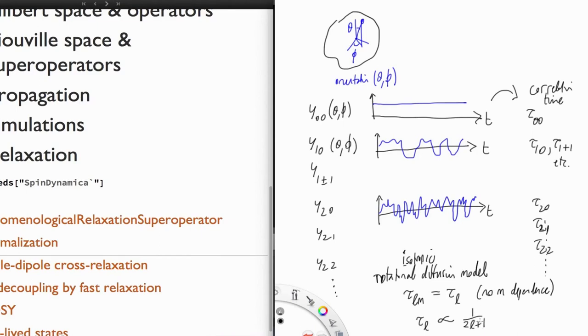In other words, the way this works is that the correlation time for rank 2 is shorter than the correlation time for rank 1, and so on, which is more or less what I've sketched here. So I've made the fluctuations of the rank 2 terms faster than the fluctuation of the rank 1 term. Now, it turns out for dipole-dipole relaxation, however, what actually counts is the correlation time for rank 2. There are other interactions where it's the correlation time for rank 1 which counts.